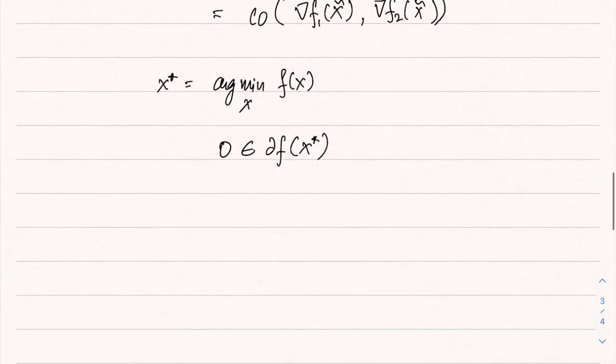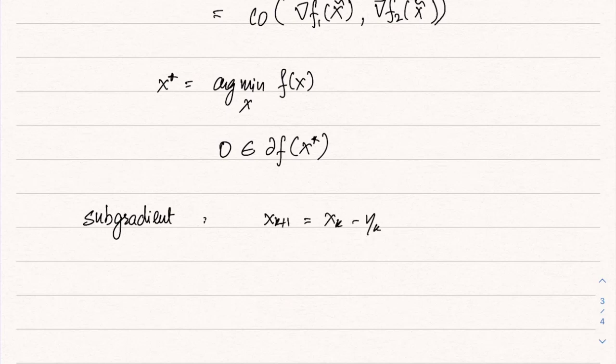And finally, we can write down the subgradient method based on this idea. So subgradient method is simply x k plus 1 equal to x k minus eta k g of x k, right? Where g of x k is the subgradient, so it belongs to the subdifferential of f at x k. So this is the subgradient method. It's a direct generalization of the gradient method. Just replace gradient with subgradient.